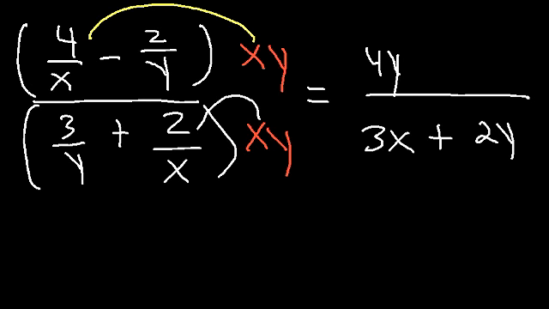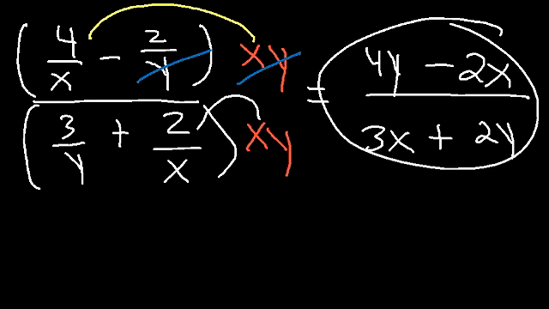And for the last one, 2 over y times xy, the y's will cancel, and it's just going to be negative 2x. So this is it. It's 4y minus 2x over 3x plus 2y.